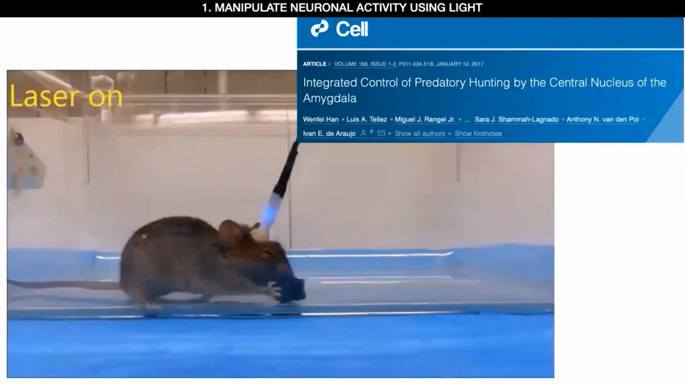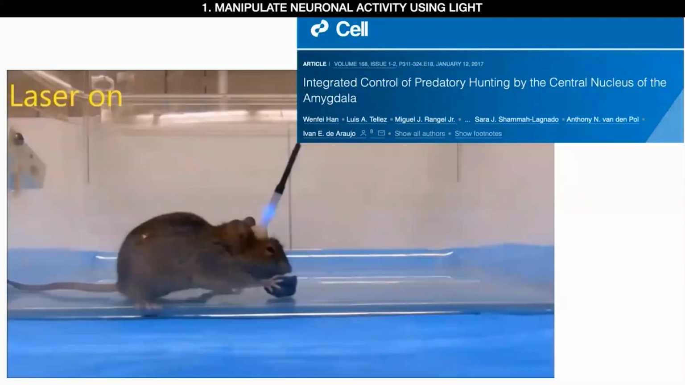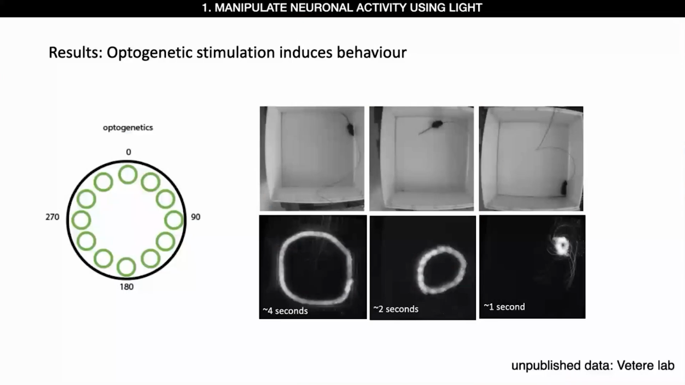It's immediate hunting behavior, and then the light goes off and the animal is normal again. So we can study a lot of things using optogenetics. In my laboratory, for example, we are interested in head direction cells. What are these head direction cells? They are cells that are important in our brain. Even in humans, they have been discovered.